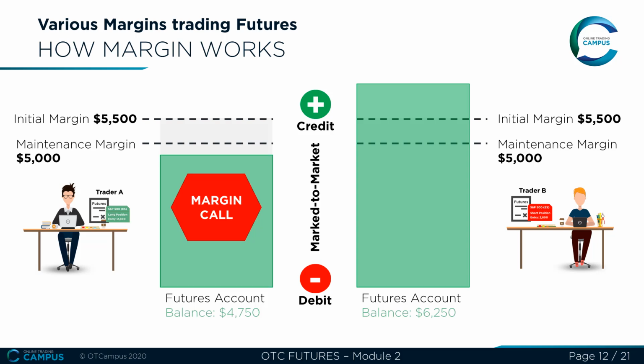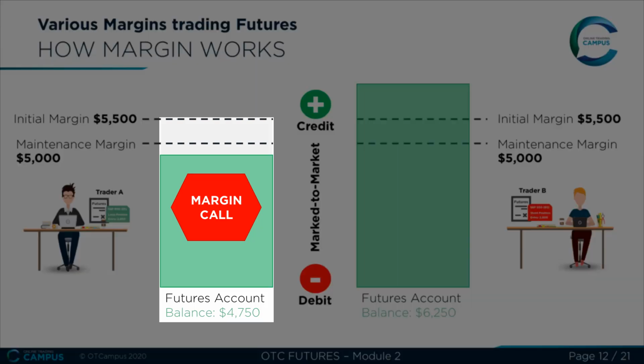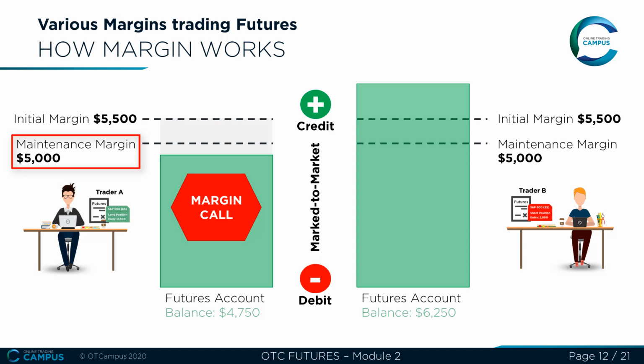The next day, the S&P 500 continued to slide and lost another 10 points, or $500. Because trader A lost another $500 after settlement, his account fell to $4,750, which is below the maintenance margin of $5,000. Because trader A's account balance is below the maintenance margin requirement, he's issued a margin call. In order for trader A to stay in the trade, he must bring his account balance back up to the initial margin requirement of $5,500. This could include depositing more money, closing the position, or having the existing position appreciate. Trader B is pretty happy with his trade so far. He just gained another $500, raising his account balance to $6,250.